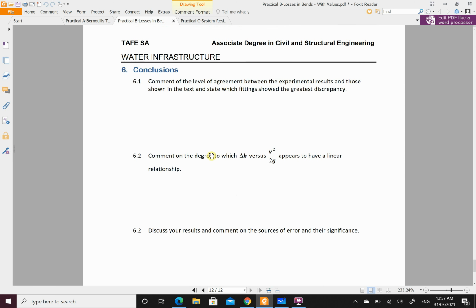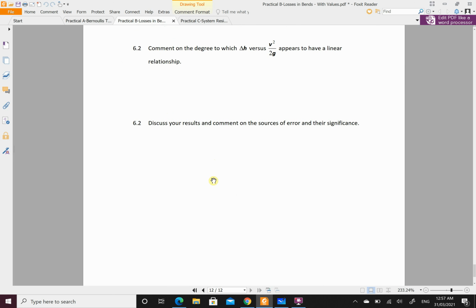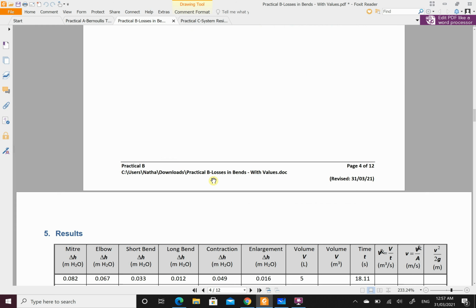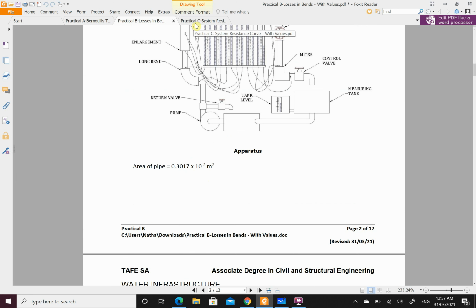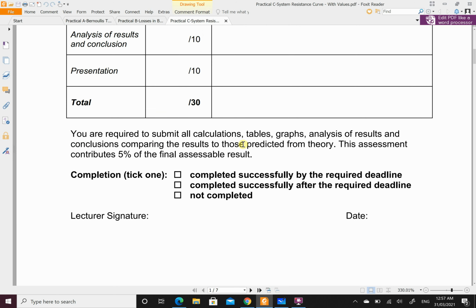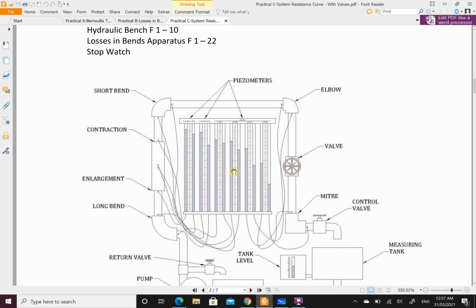A couple more conclusions. Make a few comparisons and comment on some relationships. So practical B, fairly straightforward. Practical C is our system resistance curves. The object of the experiment is to investigate the system resistance curve relationship of a pipe and valve fitting system. This is what it looks like.